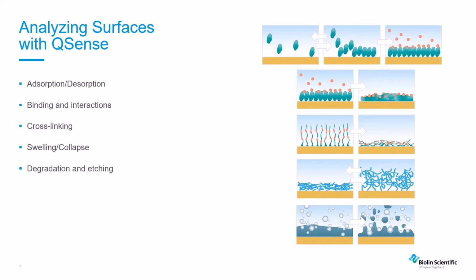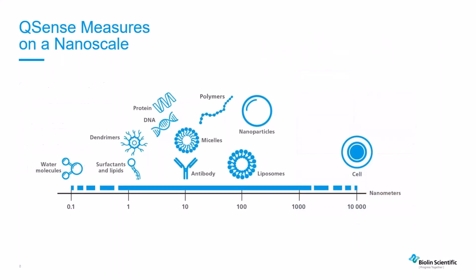Second example here, we have a binding event that causes some kind of conformational change. And in the third case, we are looking at cross-linking of polymers. Next we can also follow and study swelling of polymers. And eventually, the last example here, we have degradation of molecular layers from surfaces. So these are some typical examples of the processes that you can study.